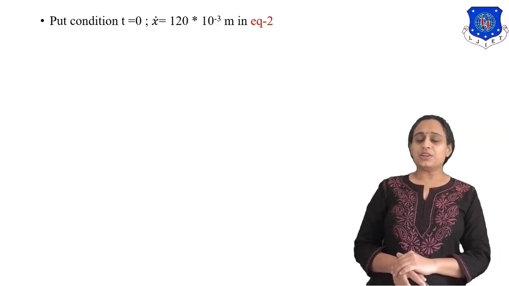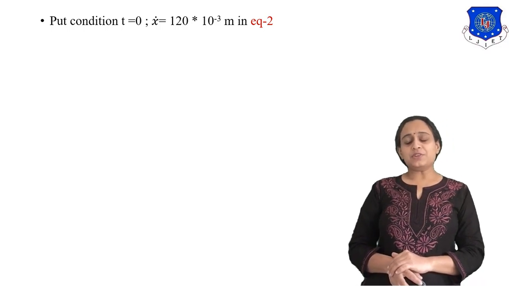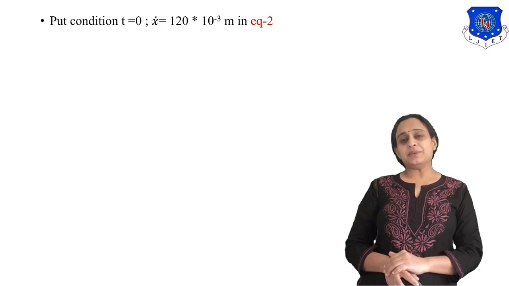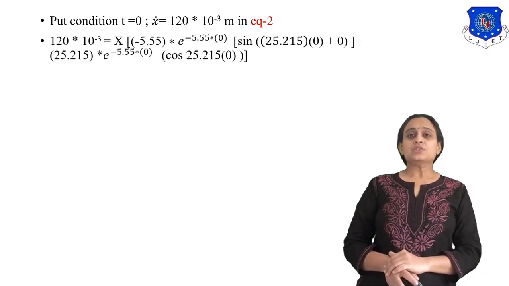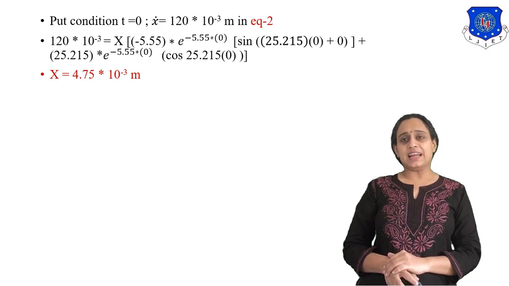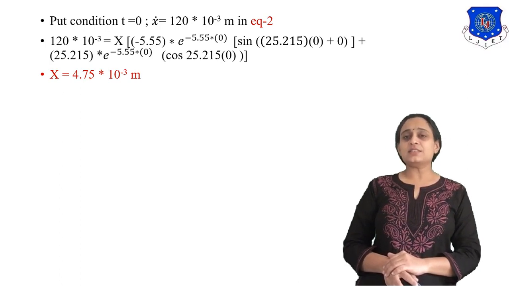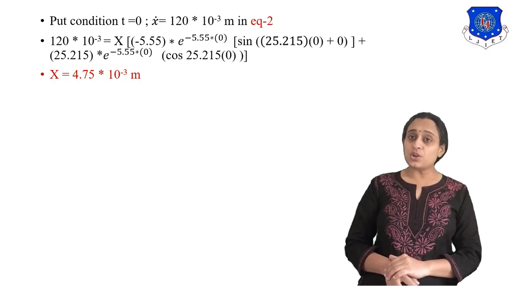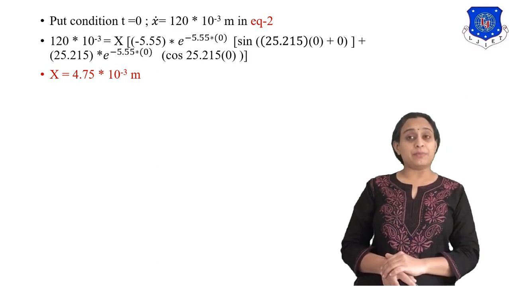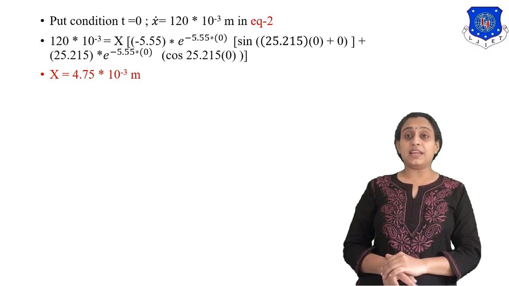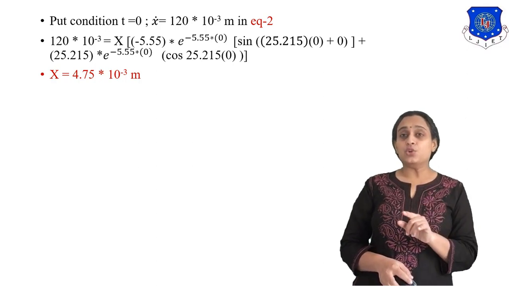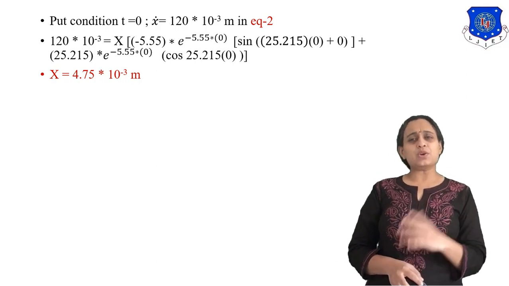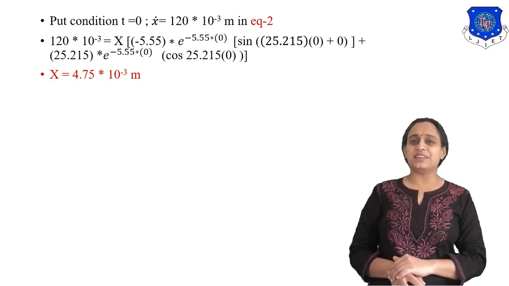Now let us put x dot is equal to 120 into 10 raised to minus 3 meter per second in equation number 2. So by putting this, we will get the final answer x as 4.75 into 10 raised to minus 3 meter. For solving this equation, students, you have to remember that we have to take the sine value not in degrees, it should be in radians. But in this case, because t is 0, we do not need to calculate it.